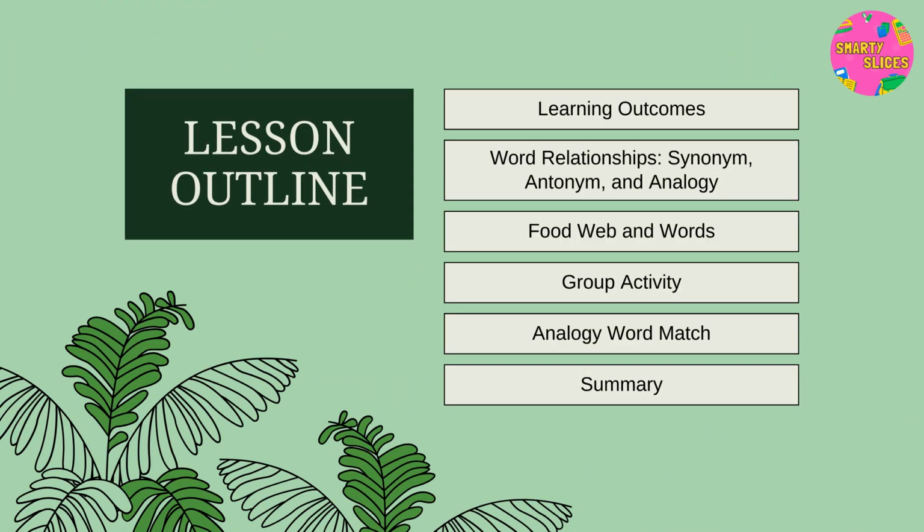Here's what we're learning today. What synonyms, antonyms, and analogies really are. How word relationships are a lot like food chains. Yep, food web meets word web. Some fun group activities to test your brain. And a little game at the end to match up analogies. Get ready to comment your answers.